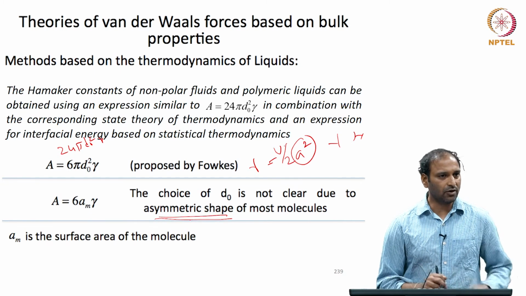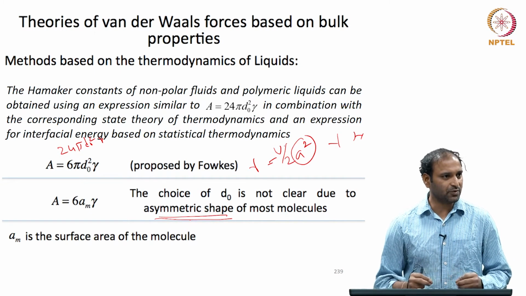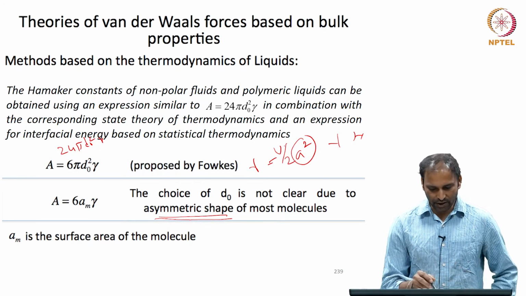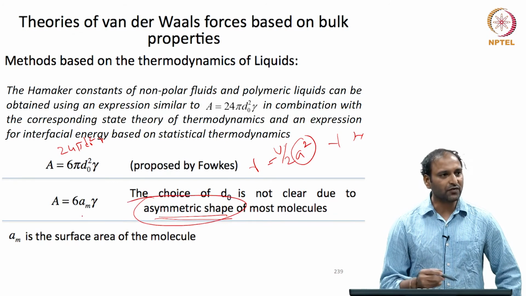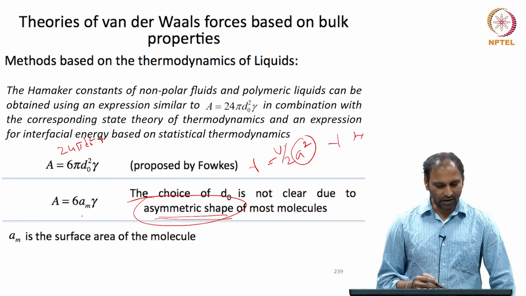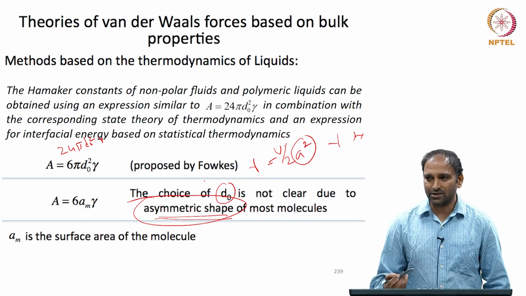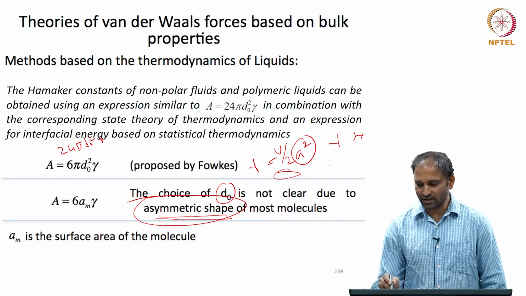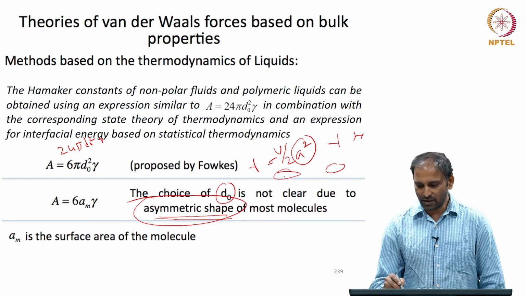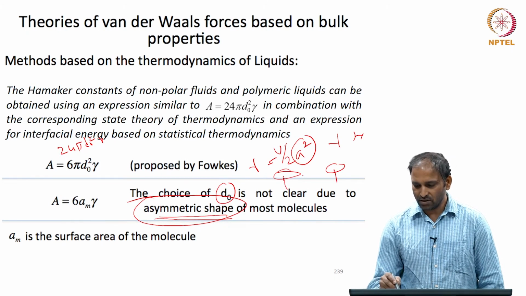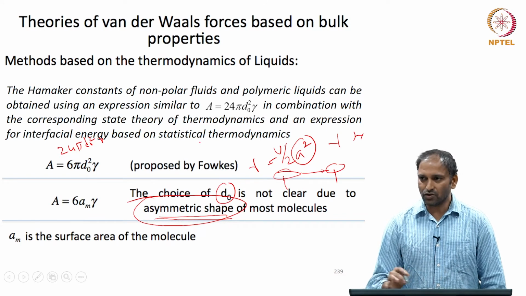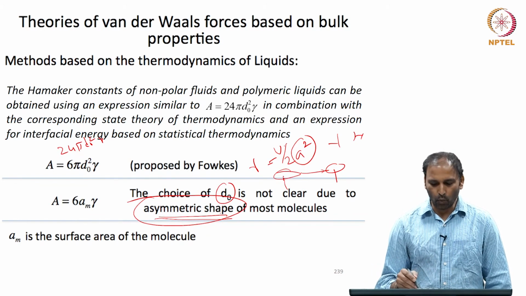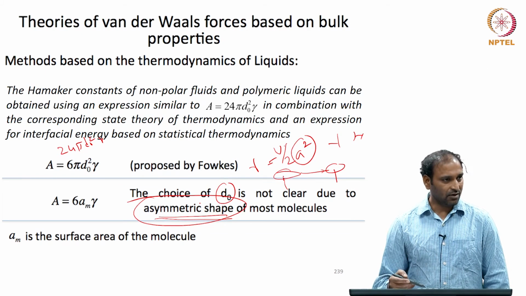If you look at molecular shapes, there are objects which can be thought of as very close to spherical, and there are also cases where you have non-spherical or asymmetric shaped molecules. Then what D do you consider? What is the separation distance? If you have molecules like this, is it the separation between this and this, center to center, or this? So you will have issues finding out what is the actual D that you have to consider.